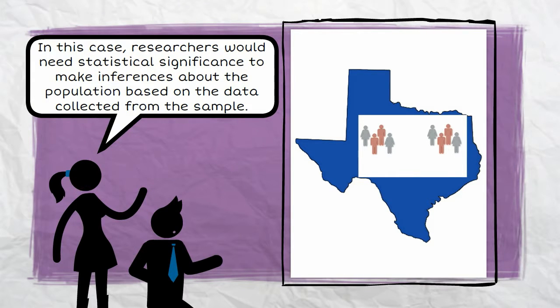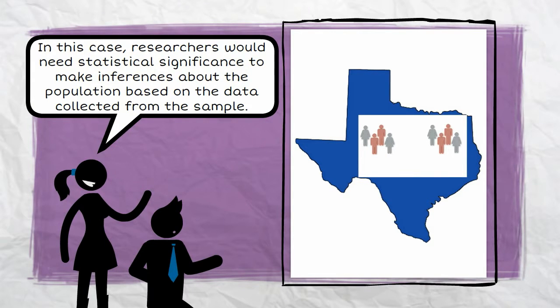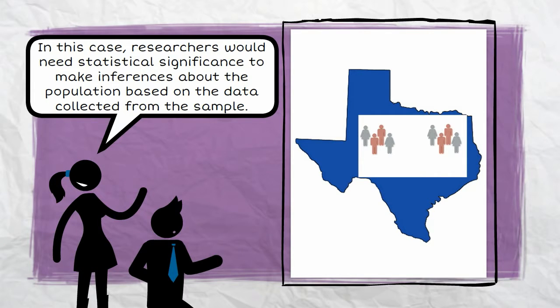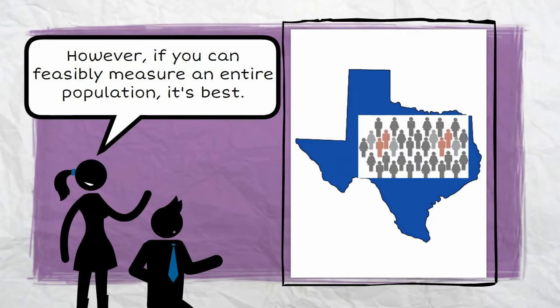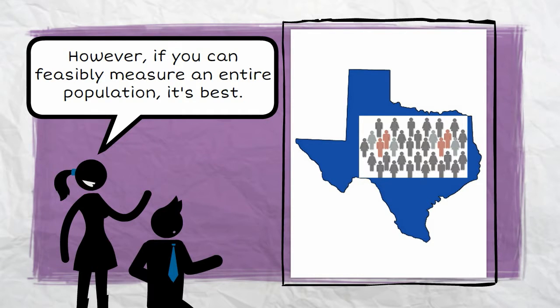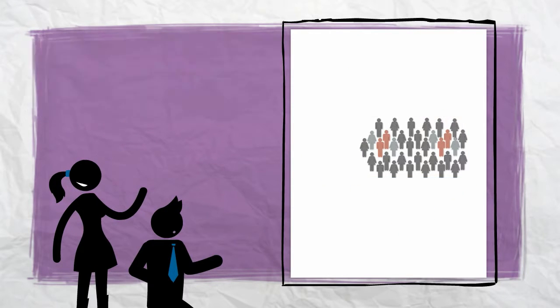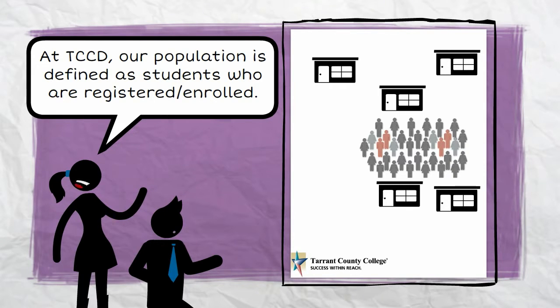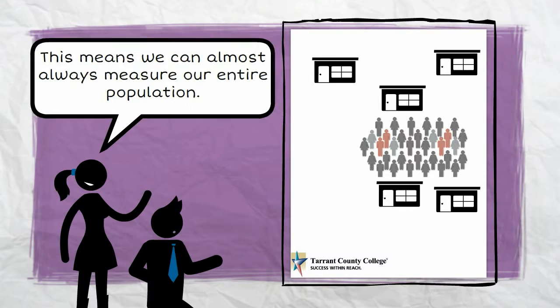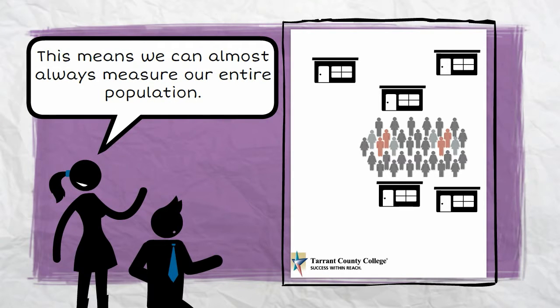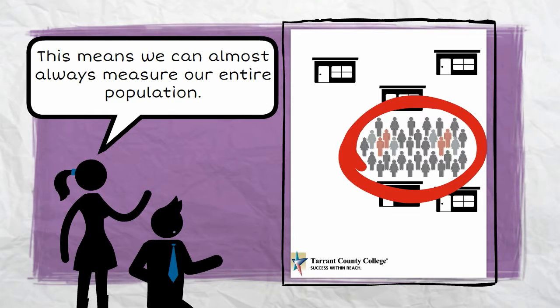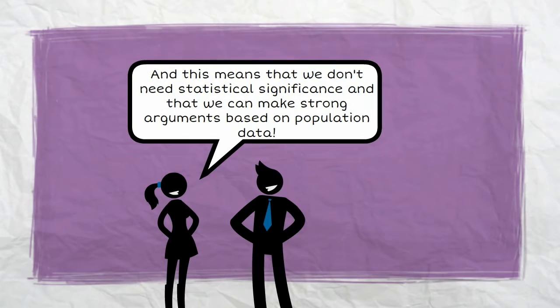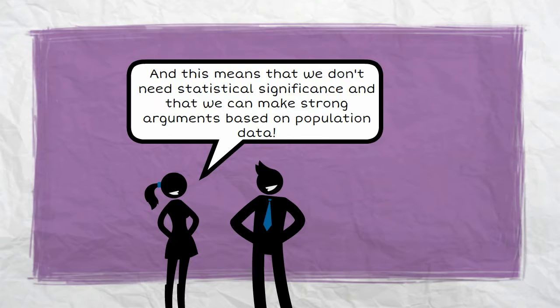In this case, researchers would need statistical significance to make inferences about the population based on the data collected from the sample. However, if you can feasibly measure an entire population, it's best. At TCCD, our population is defined as students who are registered or enrolled. This means we can almost always measure our entire population. And this means that we don't need statistical significance and that we can make strong arguments based on population data.